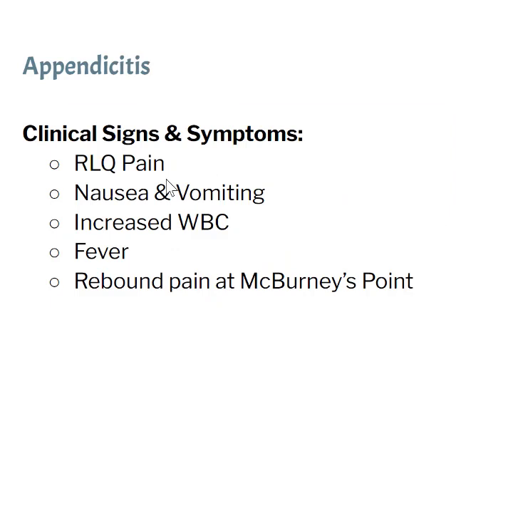Appendicitis comes with very particular signs. The first one is typically going to be umbilical pain, which kind of transitions into right lower quadrant pain. The child will most likely complain of nausea and vomiting. Blood work will probably show an infection, so we will see an increase in white blood cell counts and a fever. One of the most pertinent clinical signs and symptoms of appendicitis, though, is rebound pain at McBurney's point.